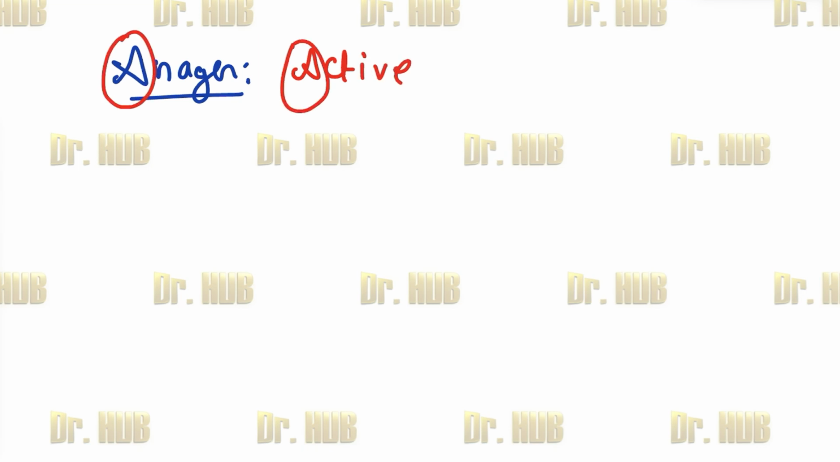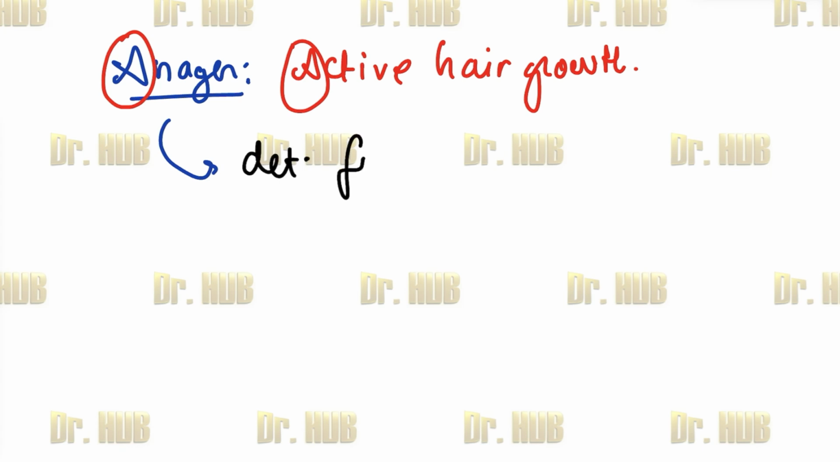So what is anagen? Anagen is a period of active hair growth. A for anagen, A for active. The duration of this phase is responsible for determining the final length of hair.